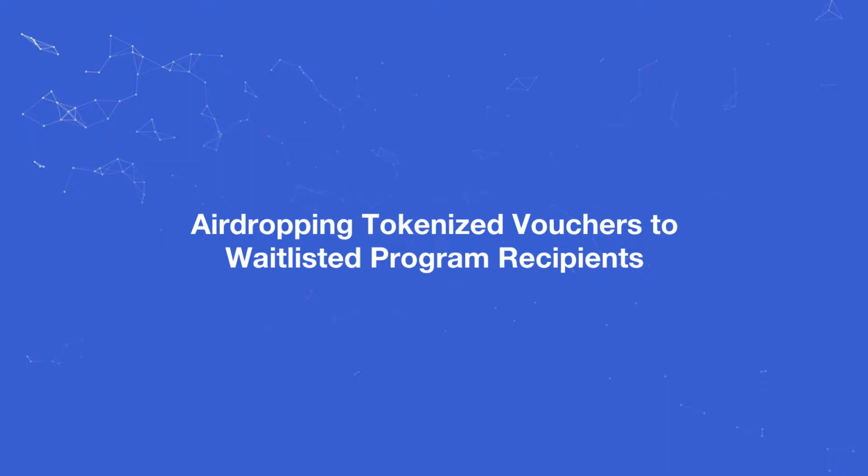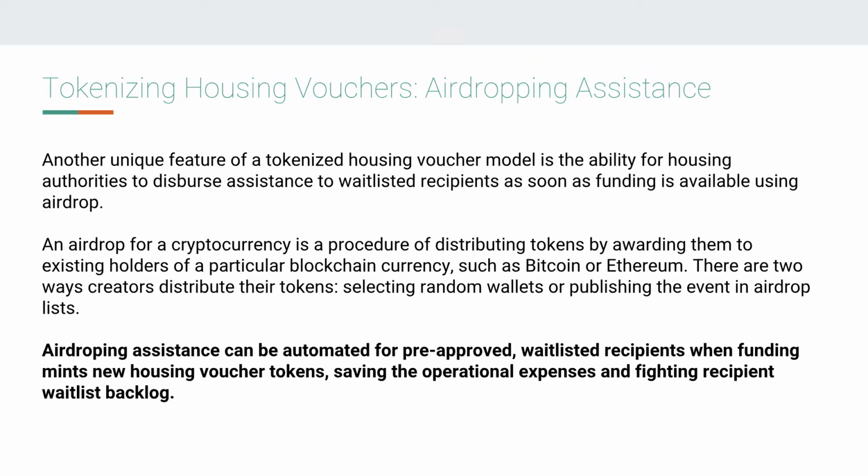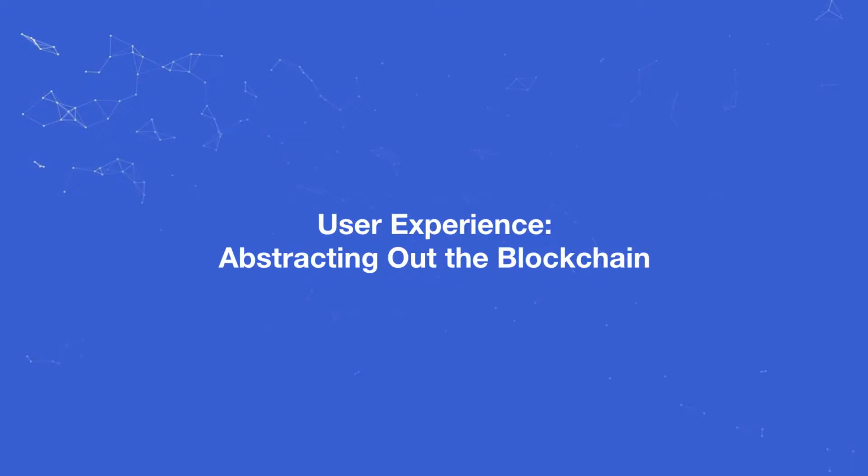Another interesting thing is airdropping tokenized vouchers to waitlisted program recipients. Right now you have to go in and get your housing voucher, and you have to stay up to date as to where you are on the wait list. Airdropping assistance can be automated for pre-approved waitlist recipients for funding new housing voucher tokens, saving the operational expense of fighting the recipient waitlist backlog. It automatically fights against the backlog when you can airdrop to those people in need.